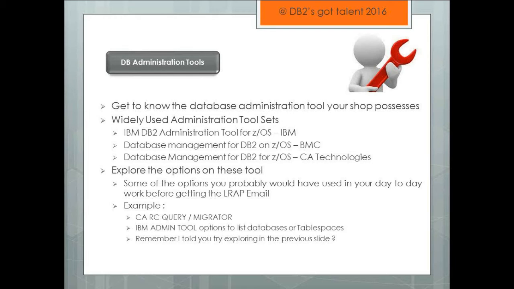I'll just run through a couple of features that a new DBA would like to know. For example, if you're using CA, you'd have the RC Query Migrator, and from there you can move on to CA Insight, which is actually a handy tool for performance tuning. IBM Admin also gives you Query Monitor Enhanced, with which you can figure things out in a better way when the program is running. You can also look at the stats after the program has run.